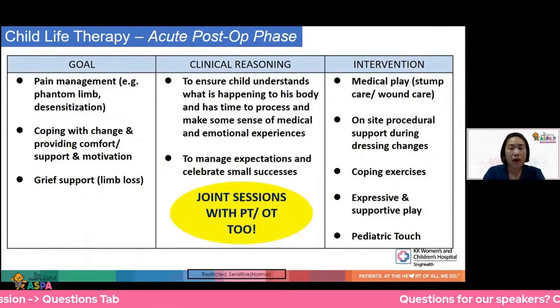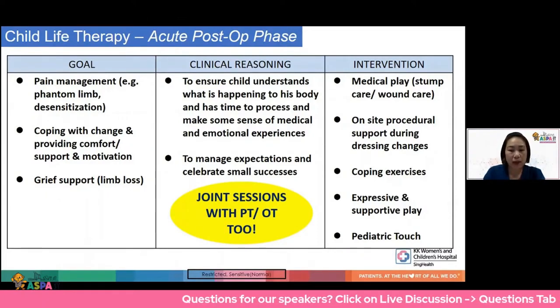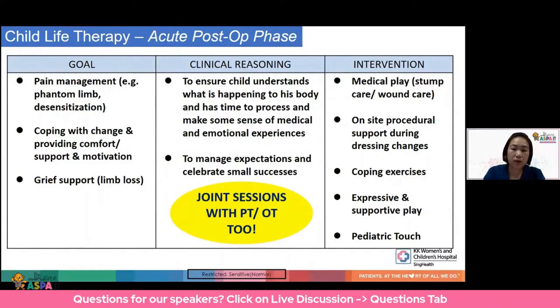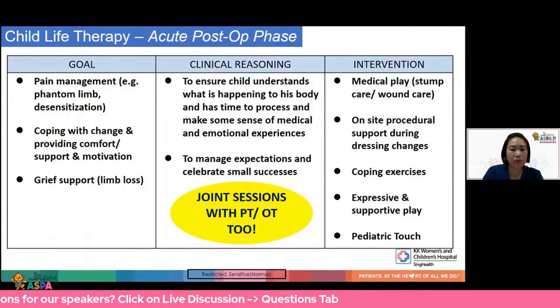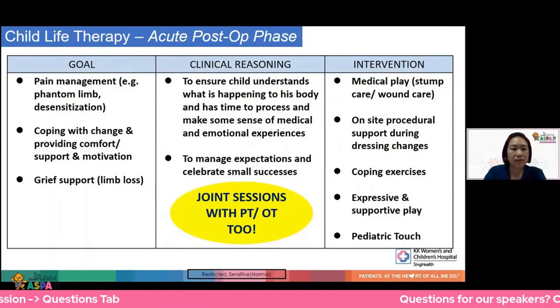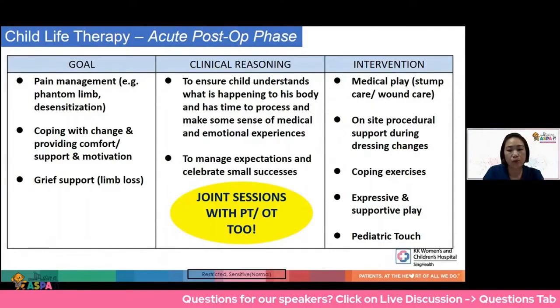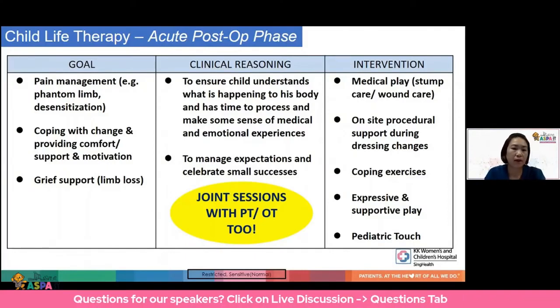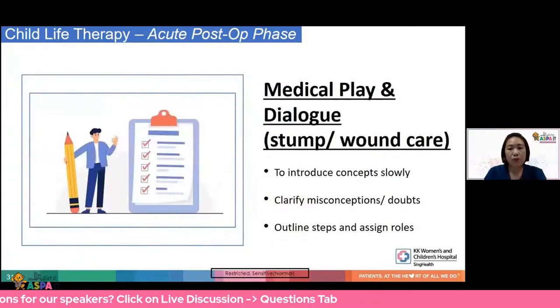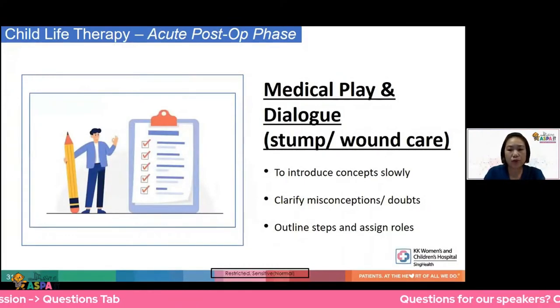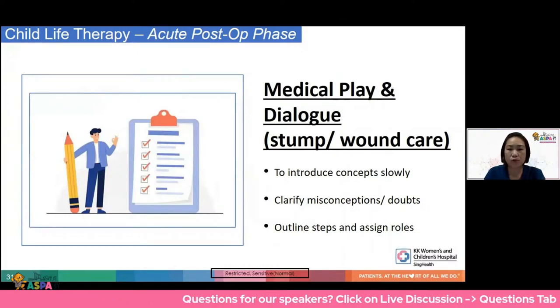Okay. So, when we do all these coping strategies, expressive play or supportive play, we can normally do joint sessions together with the PT and OT. As you can see, there are some concepts and goals interlinked to each of the therapies. And so we do a lot of joint sessions together at KK Hospital. So as mentioned by Tanuja before, medical play and dialogue at this stage will be introducing the concept slowly, clarifying the misconceptions, and outlining the steps and assigning roles.